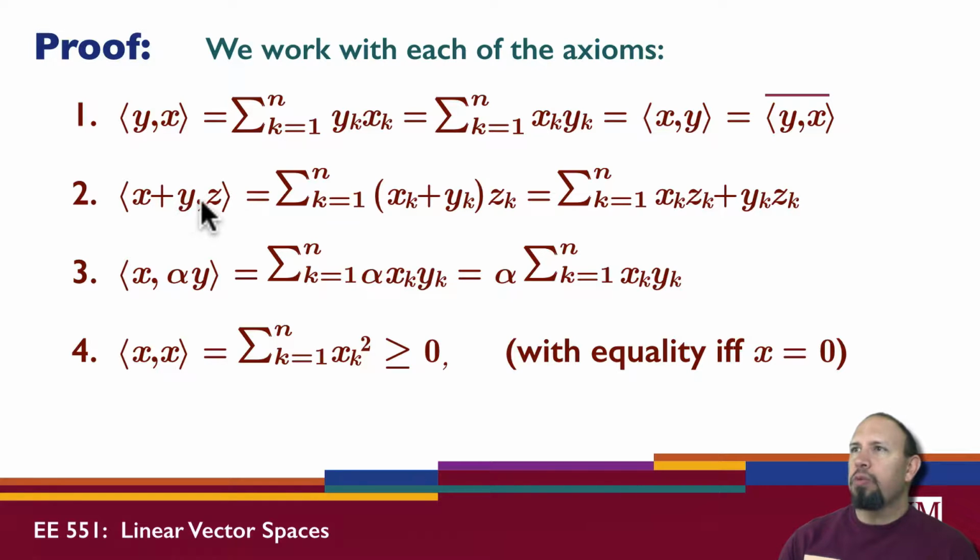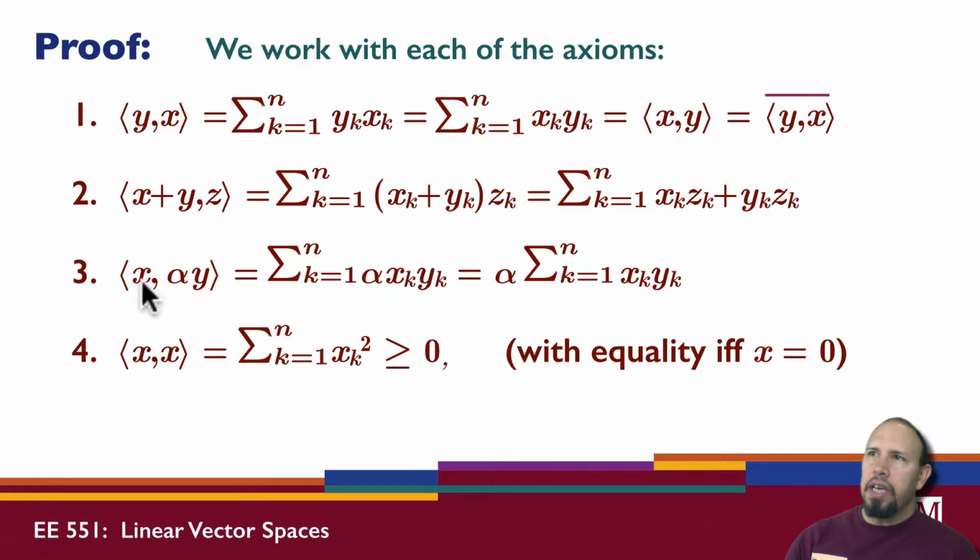Next we have the inner product of x plus y with z, and we can write it out this way. Okay, so x plus y, the kth element, times z. I can distribute the z through this sum, and when I do, I get this expression. So this sum is actually the definition of the inner product of x and z. I can break this up into two sums. This sum is the inner product of y and z, and so we have the inner product of x plus y with z is equal to the inner product of x with z plus the inner product of y with z. Okay, so that's the second property.